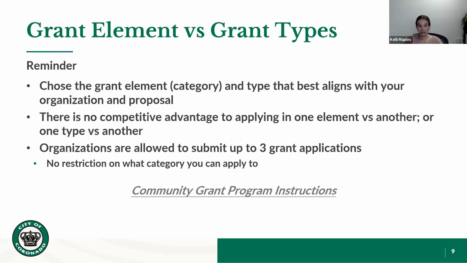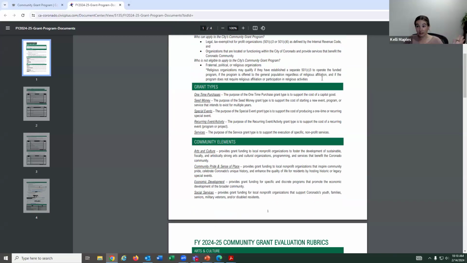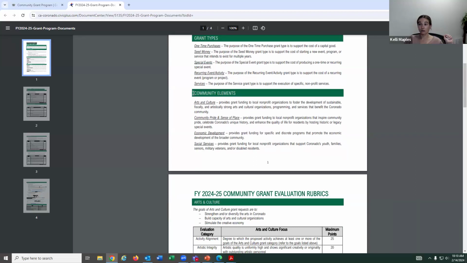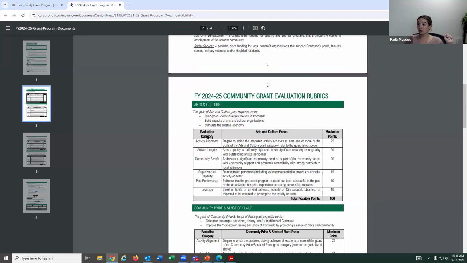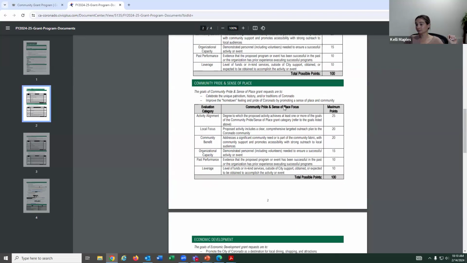I have a link here to the community grant. It's a document called Program Instructions. And so I had made this document last year, and it's kind of just a quick little 4-pager that breaks down everything about the grant program. It's kind of a summary sheet. It breaks down the grant types. It breaks down the grant elements. It includes the grant evaluation rubric, so you can reference those as you're writing your application.